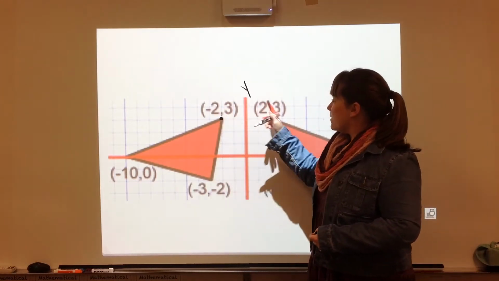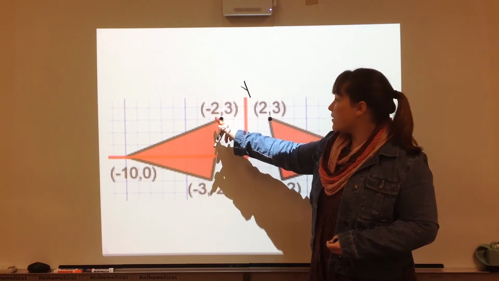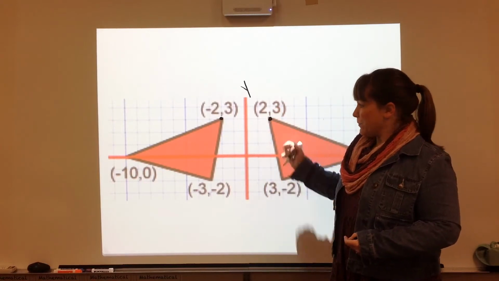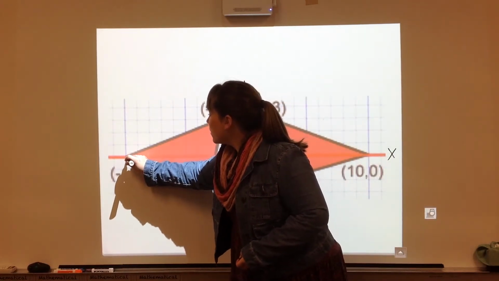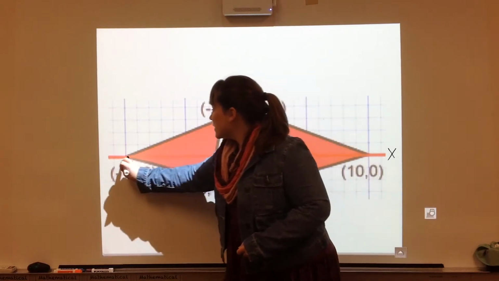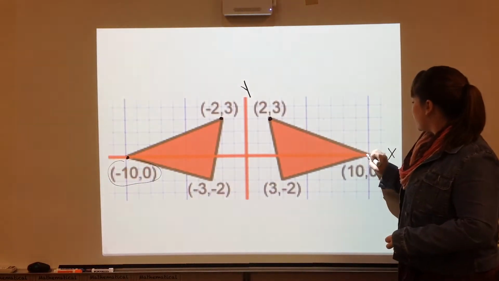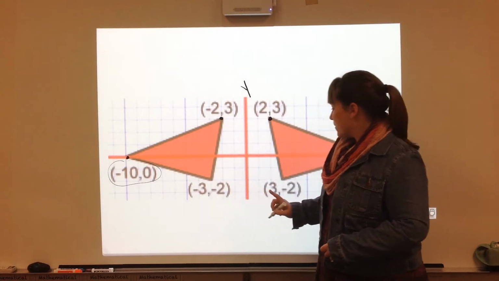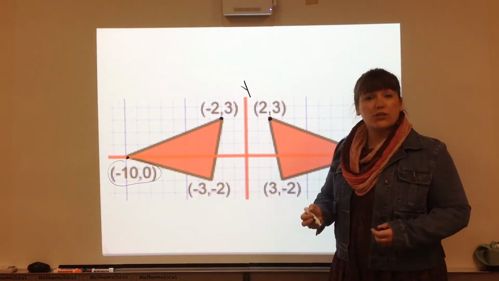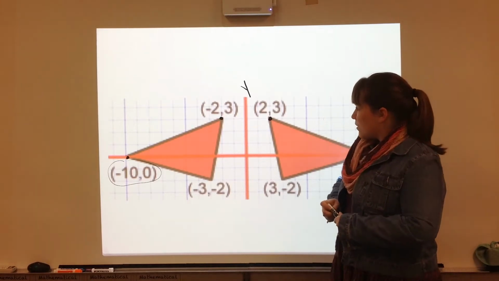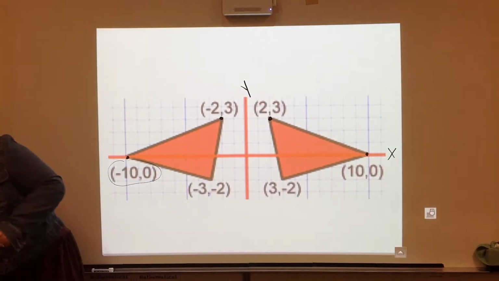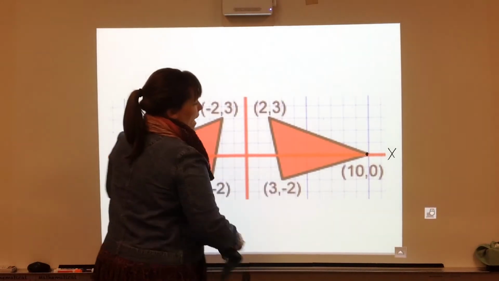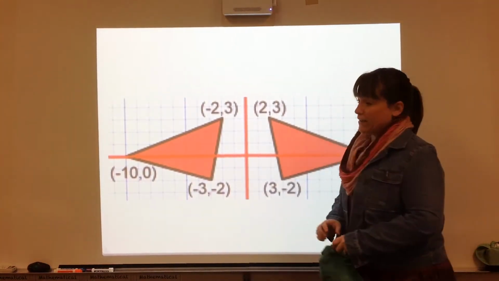And let's look at the change in these ordered pairs. This is (-2, 3). And then this one over here is (2, 3). Let's look at this one. The tip or the top of this triangle is (-10, 0). Over here, its reflection is (10, 0). And we have (-3, -2), and then it changes to (3, -2). So hopefully you'll notice that something changed with all of these points when it was reflected around the y-axis. Let's look at another one.